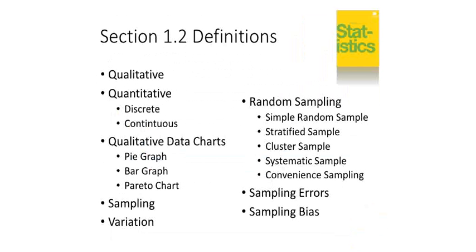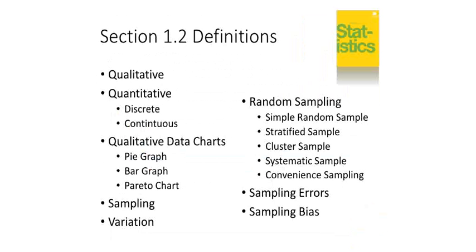In section 1.2, we get a little bit more in depth about what we do with some of these statistics, and we make a differentiation between qualitative versus quantitative data. Sometimes we call qualitative data categorical data because we're describing the quality of a thing or a person.